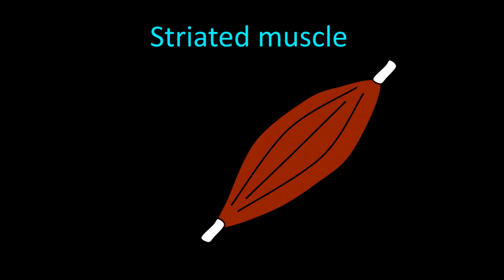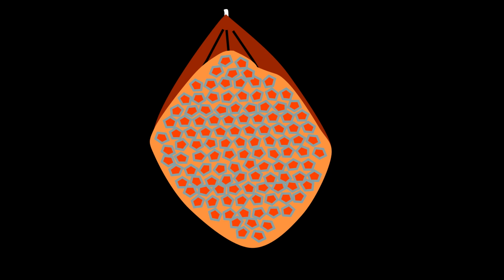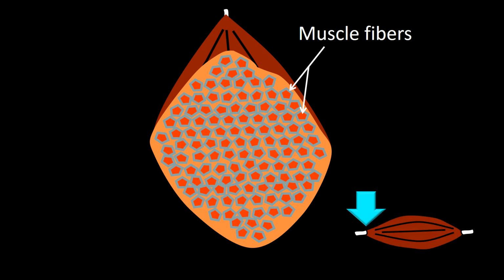This drawing represents a striated muscle. Here we have cut it in half and turned one half towards us to see its inside constitution. The most important constituent of muscle is muscle fiber. Muscle fibers go from one end to the other end of the muscle most of the time.